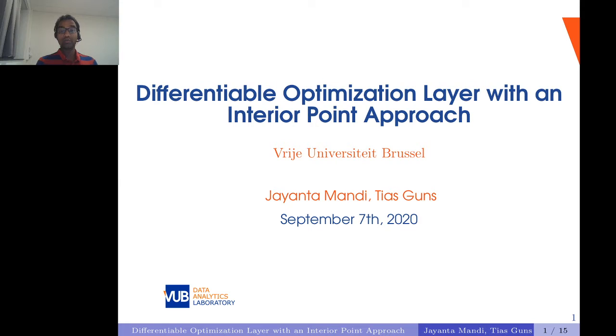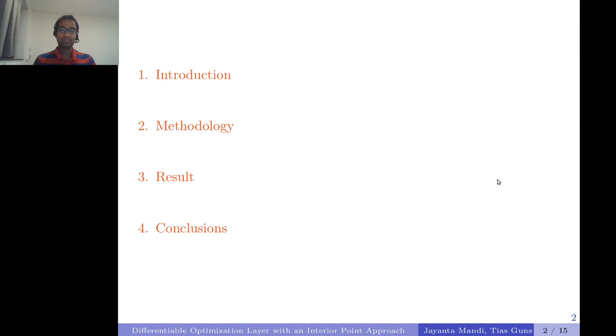I'm from Prime University, Brazil, and today I'm going to present my paper, Differentiable Optimisation Layer with an Interior Point Approach. This work is done under the supervision of Professor Thias Kunz. First I'm going to introduce our problem setup with a motivating example. Then I'm going to lay out our methodology. In the result section, I'm going to compare with the state of the art before finishing my talk with concluding remarks.